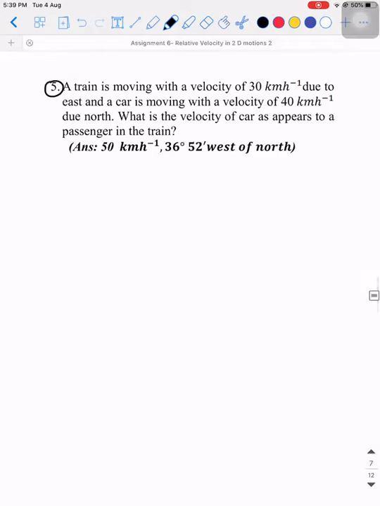Now let's do this one. You guys try and tell me. I don't want this 36 degrees 52 minutes and all. You just tell me in terms of tan inverse, that's enough. So you guys try it. A train is moving at a velocity of 30 km per hour due east. A car is moving at a velocity of 40 km per hour due north. What is the velocity of the car as it appears to a passenger in the train? I want the answer in terms of vectors.